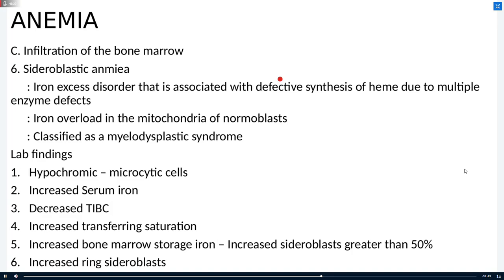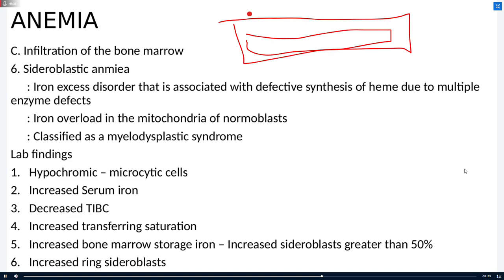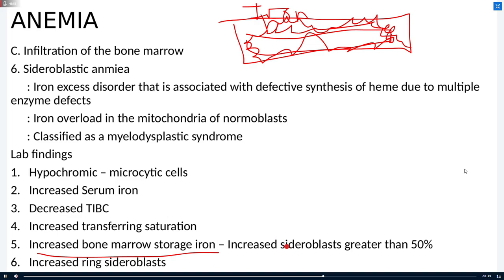Increased ring sideroblasts. So in this case class, imagine again, this is your bone marrow. This time, iron would infiltrate at a greater amount sa bone marrow. Meron kayong increased bone marrow storage iron.